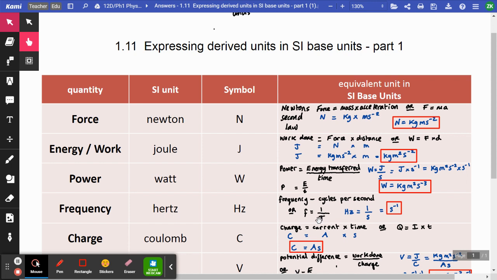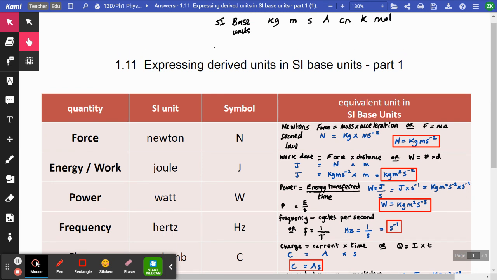So let's have a look at the first one. So newtons, kilograms, meters per second squared. Now, it's kilograms multiplied by meters per second squared. That's a standard base unit, that's a standard base unit, and that's also a standard base unit. So I've expanded out newtons in terms of kilograms, meters per second squared. So here we've got kilograms, meters, and seconds, and that's our base unit for newtons. So newtons expressed as a base unit is kilograms, meters, seconds to the minus 2.